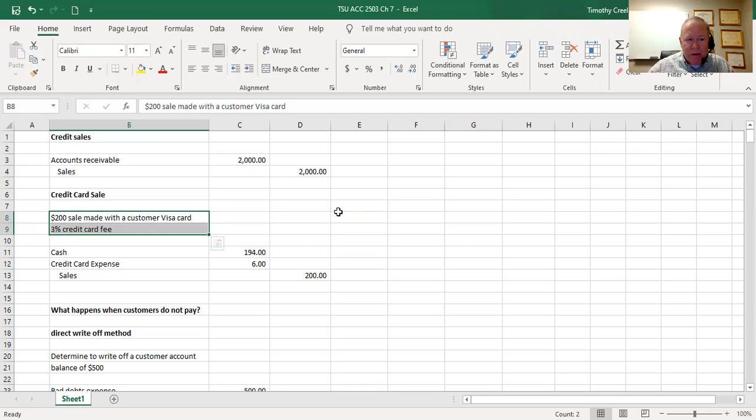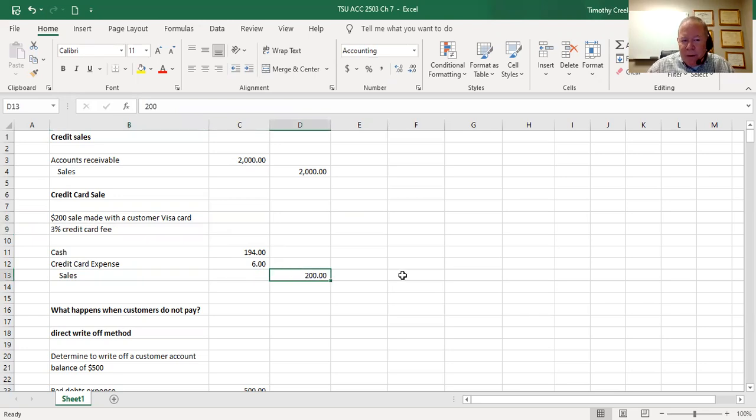They use their Visa card, and Visa charges my company a 3% fee for doing that. So how would I recognize that? Of course, I would credit sales for the full amount of the sale. Then 3% of the total sale would basically be going to Visa. So I would debit an account called credit card expense, and that is an expense. And then I would debit cash for the amount of cash that I'm actually receiving.